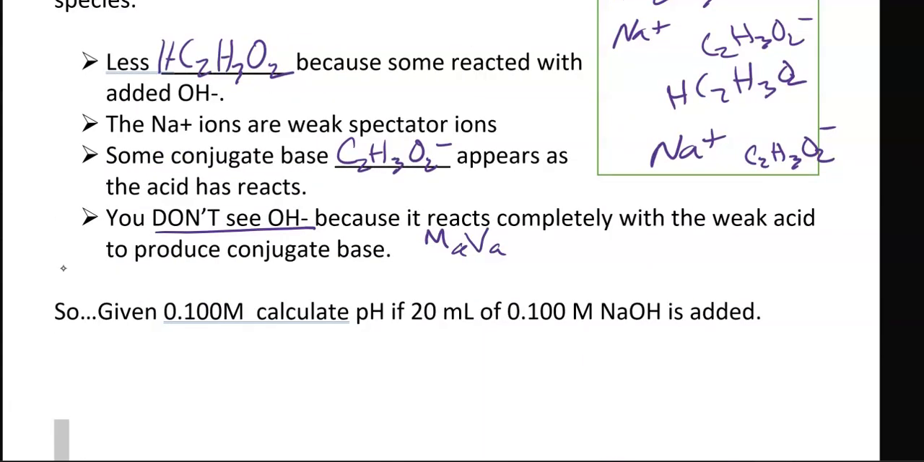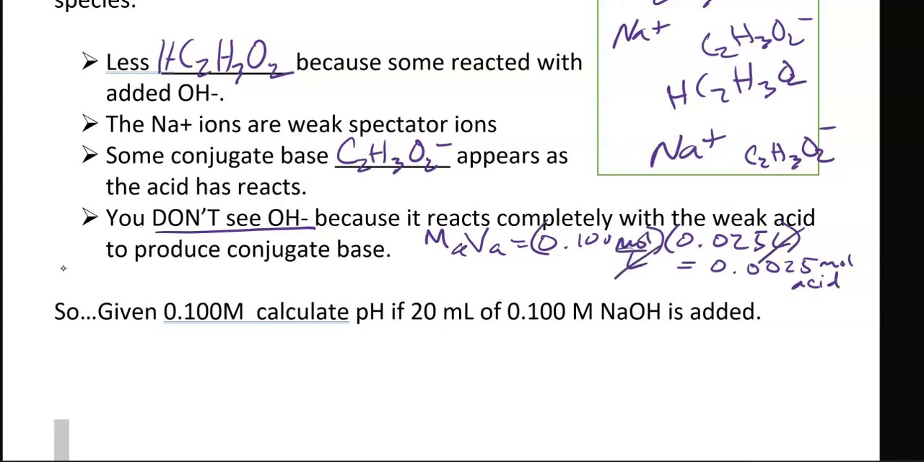So I can use MAVA. Just take the molarity of the acid and multiply times the volume of the acid. Make sure it's in liters. And I find out that I've got 0.0025 moles of acid. And that's moles per liter there. So you can see the liters cancel, and we're left with moles.